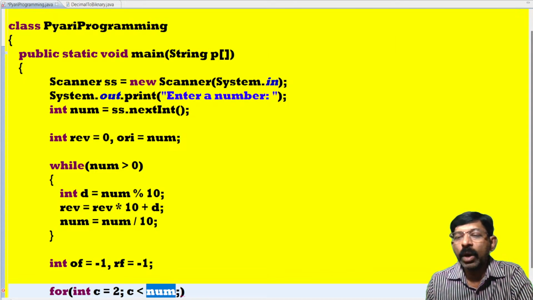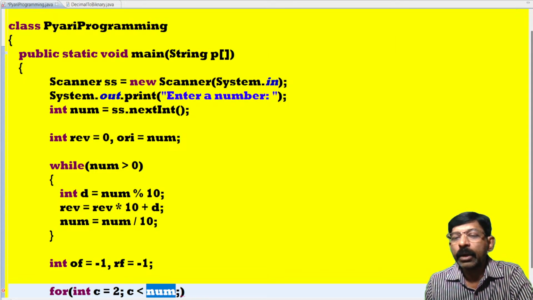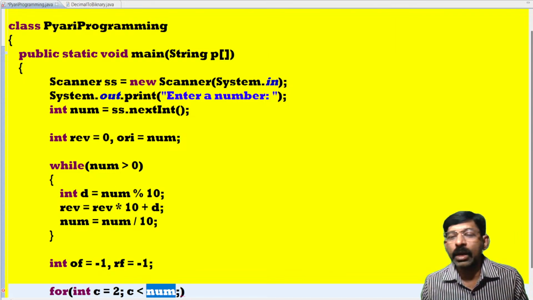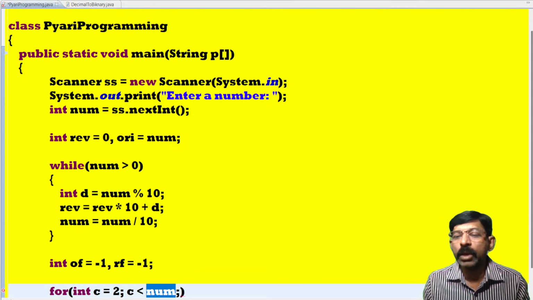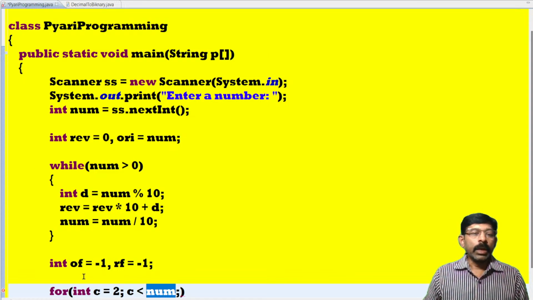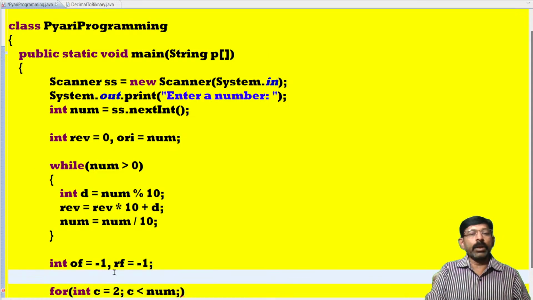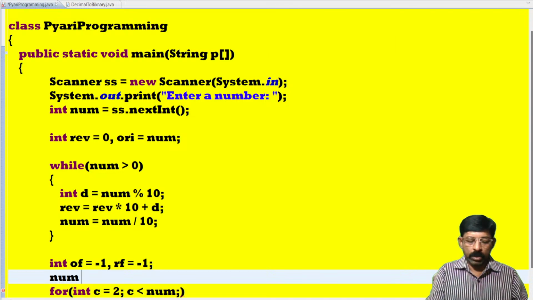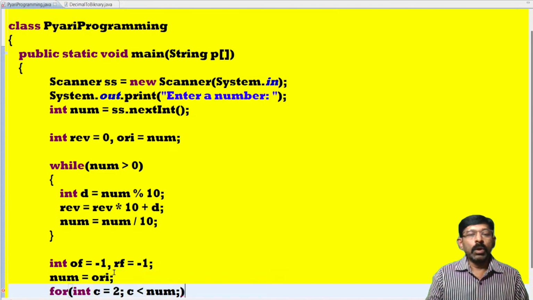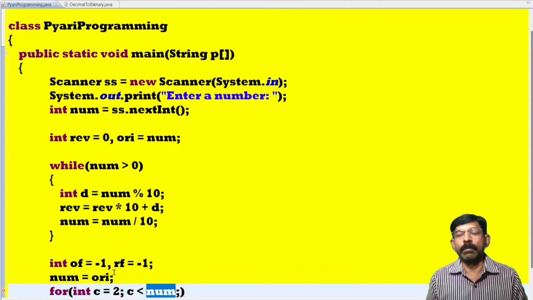I cannot take ori here, Swastik. I cannot take ori here, Ayushman. 10th class, that is the problem you are generating. Here I need to take a backup of the number, that is num is equal to ori, and I will use num now. After that I can use num.